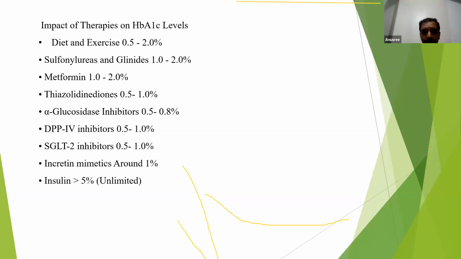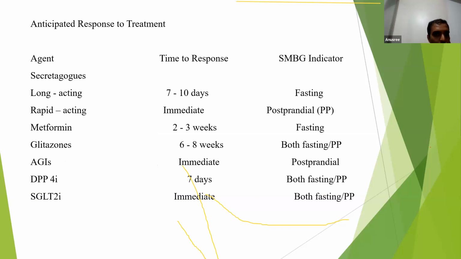And with insulin, the reduction is unlimited. And don't be in a hurry to change your OHAs or drugs, because it will take time. The anticipated response time is: for long-acting secretagogues, 7 to 10 days, and for rapid acting, immediate action. And if it is metformin, it will take 2 to 3 weeks.